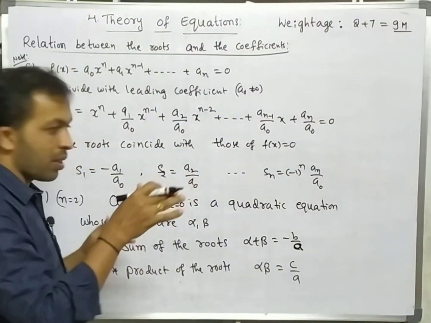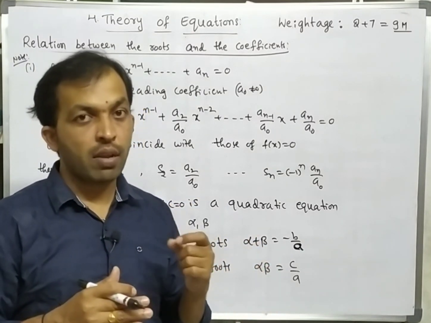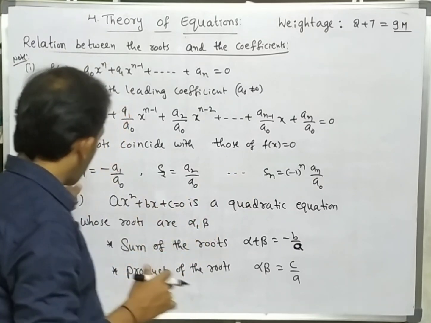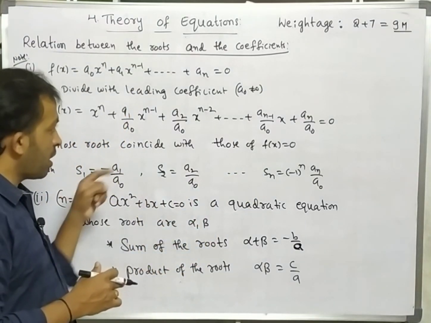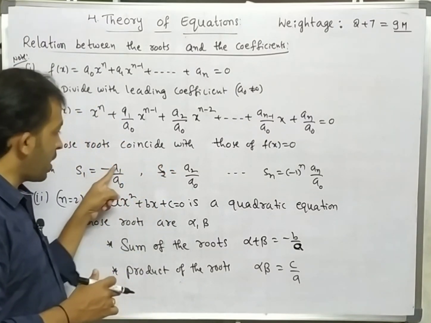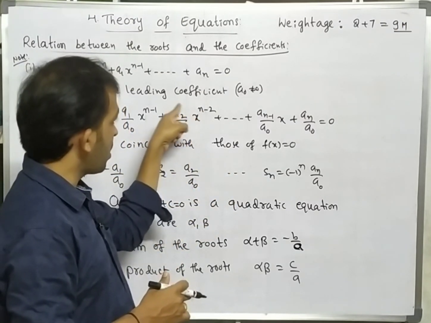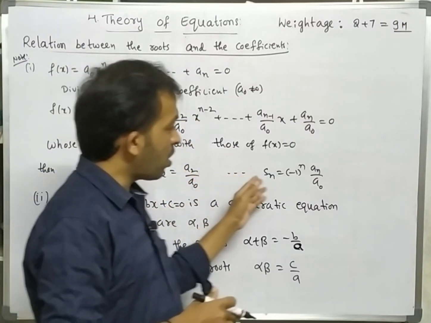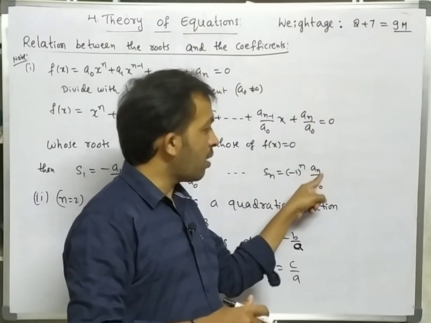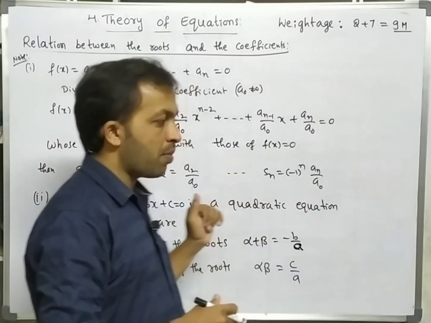So in the previous slide we have completed one slide. In that one we have mentioned s1, s2, sn, right? So there s1 is equal to minus a1 by a naught, that is minus p1, right? s1 is equal to minus p1, which is equal to minus a1 by a naught. s2 is equal to p2, coefficient of x power n minus 2, that is a2 by a naught. So on, sn is equal to minus 1 to the power of n a n by a naught, pn. Pn is nothing but a n by a naught. So this is one observation.